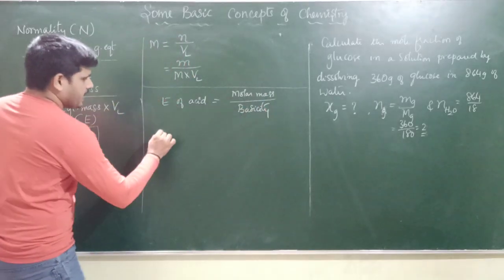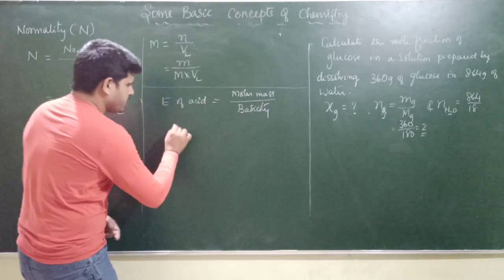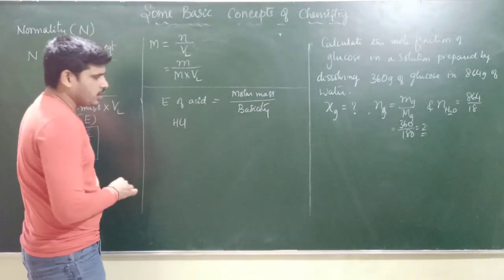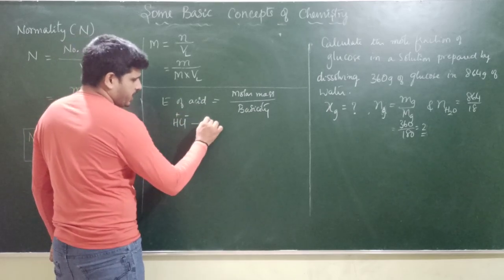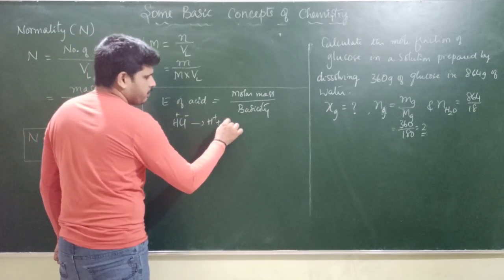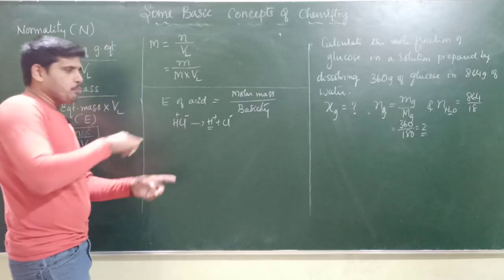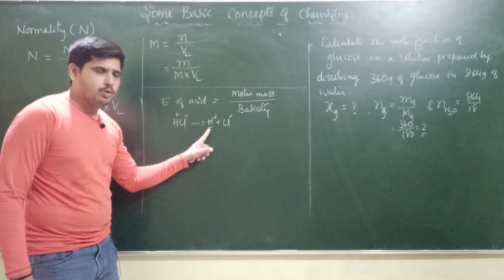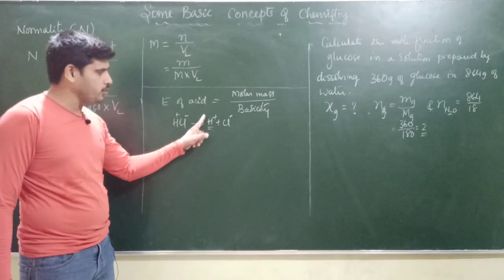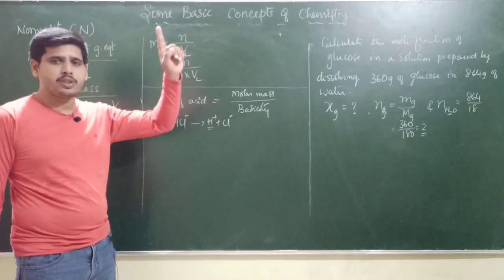Now see what exactly is basicity. Take HCl for example. How many H plus ions are there in this? When it dissociates, H plus plus Cl minus, 1. So what is the base required to neutralize it? 1, isn't it? So 1 OH minus is sufficient to neutralize 1 H plus, therefore basicity equal to 1.